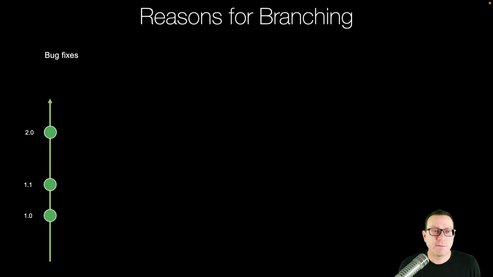So what happens if you've already released version 1, 1.1, and 2, and you're still working on 2.1 and beyond, you're past this, right? Somebody comes and says, there's a problem with 1.1. We need to fix it. How are you going to do that?